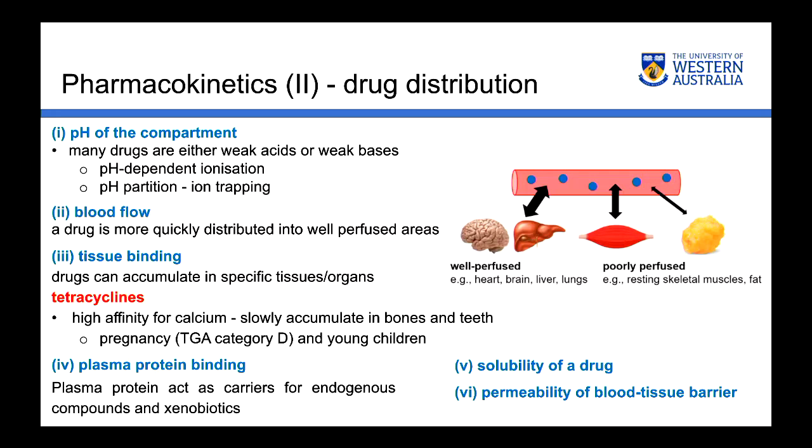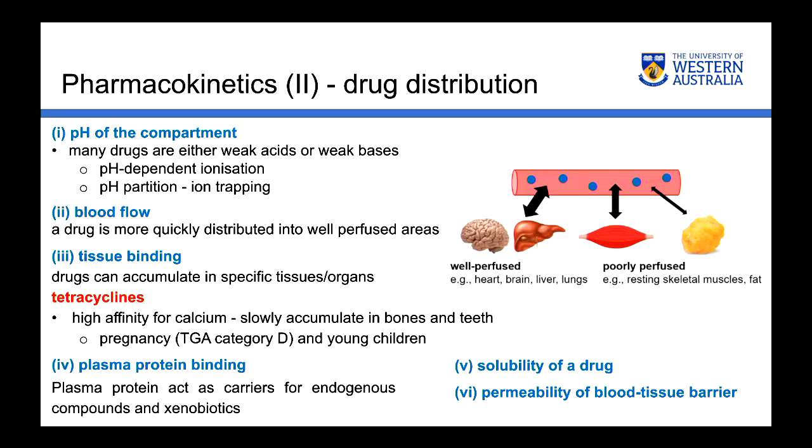Now blood flow. Different organs receive different amounts of cardiac output. So for organs or tissues that are well perfused, drugs are likely to be distributed into those organs first. For example, the lungs, the liver, the heart, and so on. In resting conditions, skeletal muscles and fat are poorly perfused, and therefore drug distribution into these organs or tissues will be poor compared to other well-perfused organs.